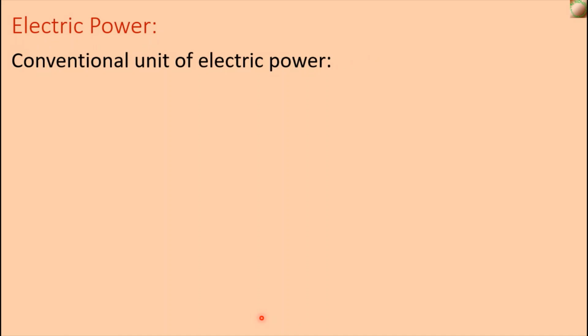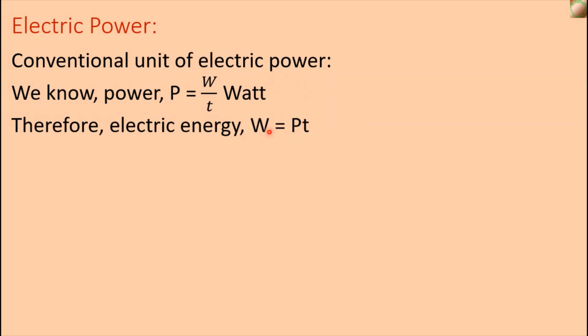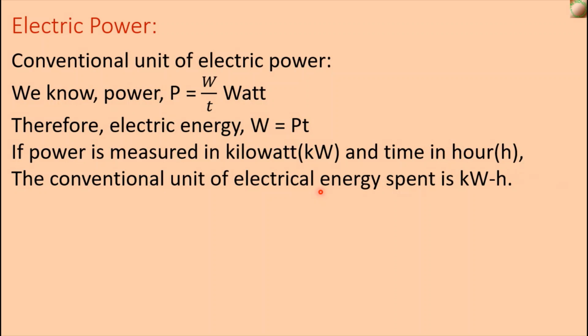Now, the conventional unit of electric power: we know power P = W divided by T. Here the unit of power is watt. Therefore, electric energy W = PT. From this equation, W = P times T. If power is measured in kilowatt and time in hour, then the conventional unit of electric energy spent is kilowatt hour. That is, the unit of power is kilowatt and the unit of time is hour. Then the conventional unit of electric energy spent is kilowatt hour.